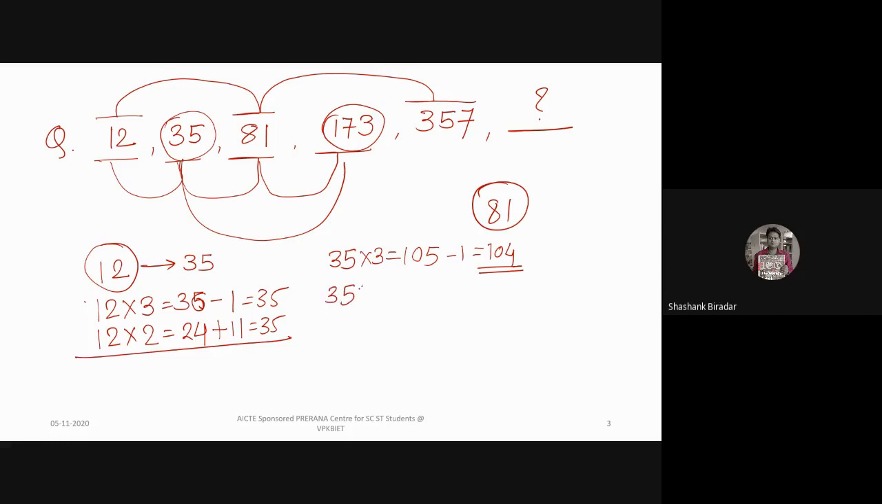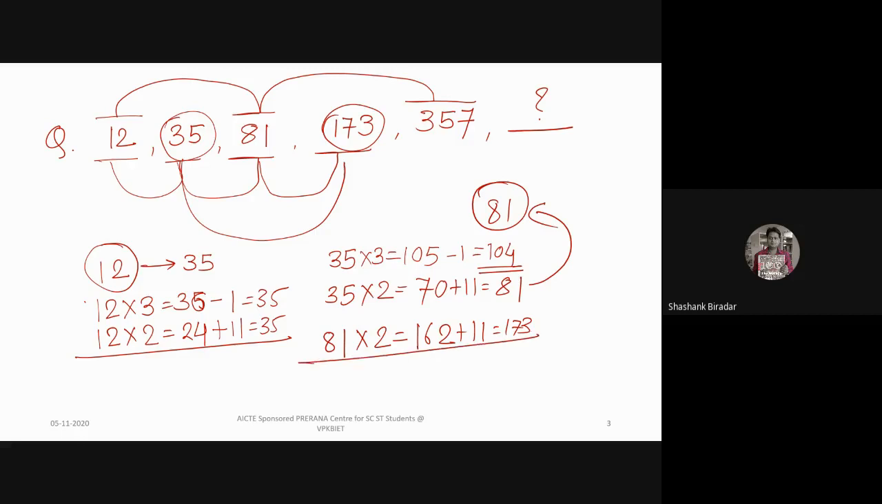So we will apply this logic. 35 multiplied by 2 is 70, and we add 11, so it gives me 81. So this logic is working right now. That is what it is with 35. So let's check for 81. 81 multiplied by 2 is 162 plus 11, so 173. So we are going correct. Again 173 multiplied by 2, plus 11, that gives me 357.